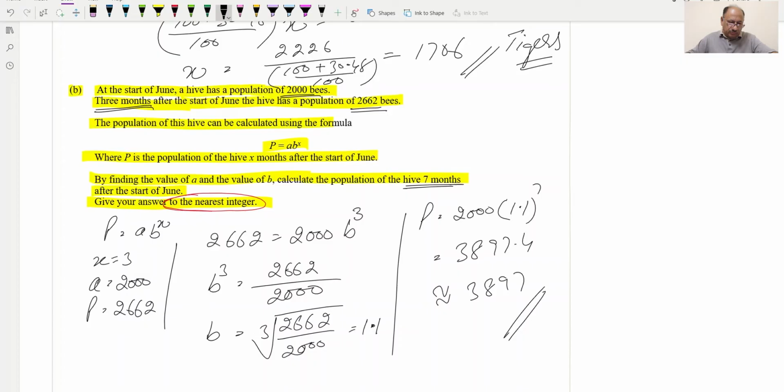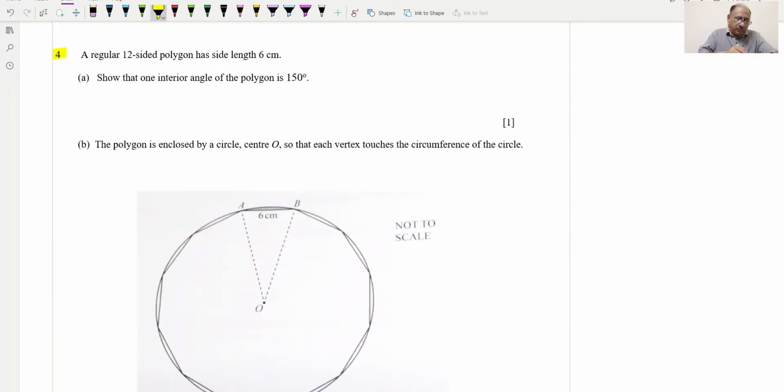Hopefully you understood this. Question number 4. A regular 12-sided polygon has side length 6 centimeters. Part A: show that the interior angle of the polygon is 150. The easiest way is to just sketch a small drawing so that you can understand the situation, and the situation they are telling us is that 150 is the interior angle.